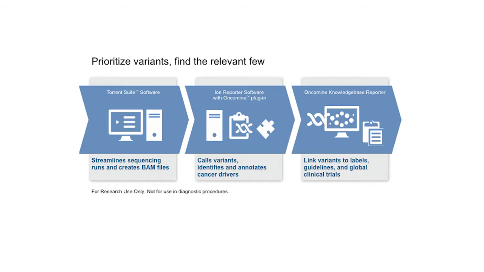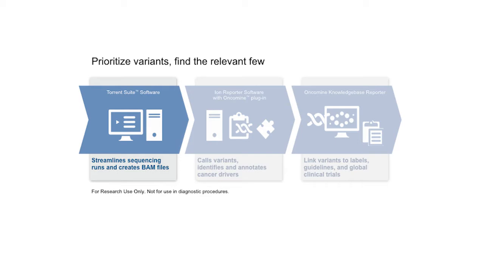As the data goes from sequencer to report, there are three main stops it will make on its post-sequencing analysis journey. First, Torrent Suite software streamlines the sequencing runs and automates analysis transfer to Ion Reporter. Second, Ion Reporter software calls variants and annotates cancer drivers. And last, Oncomine Knowledge Base Reporter helps link variants to relevant labels, guidelines, and global clinical trials.